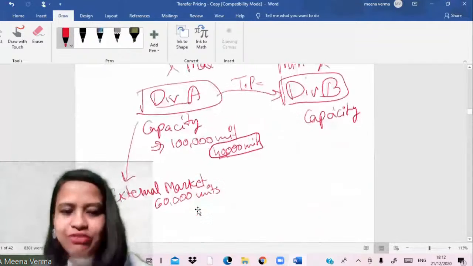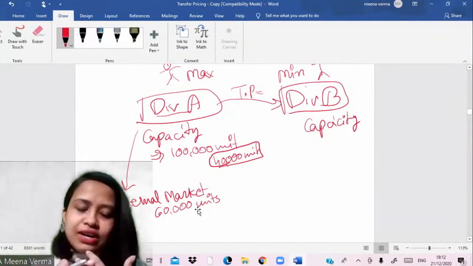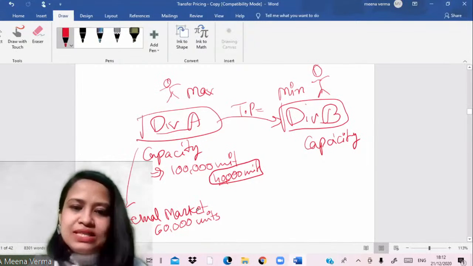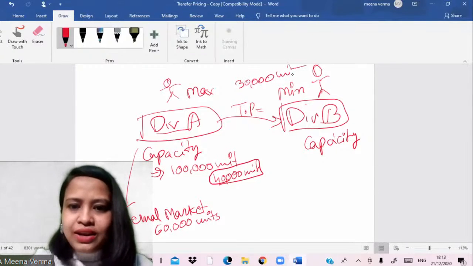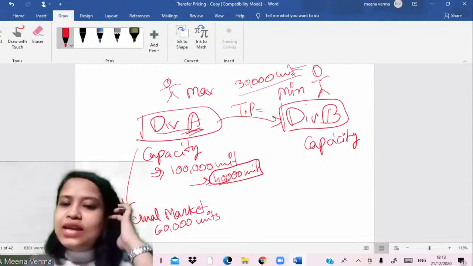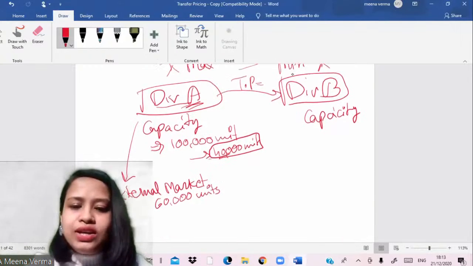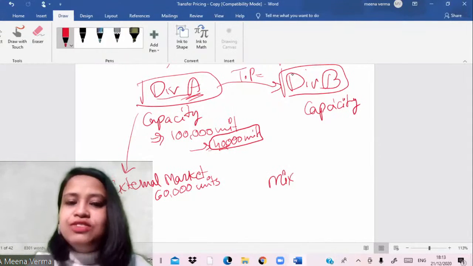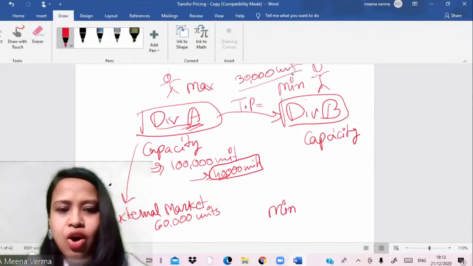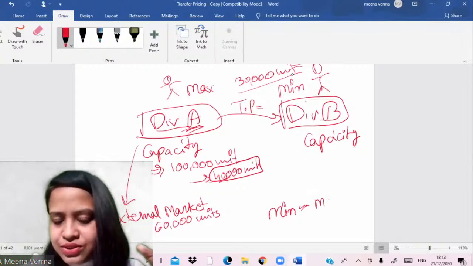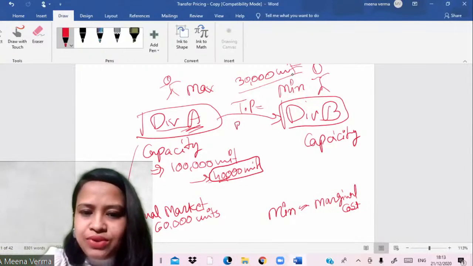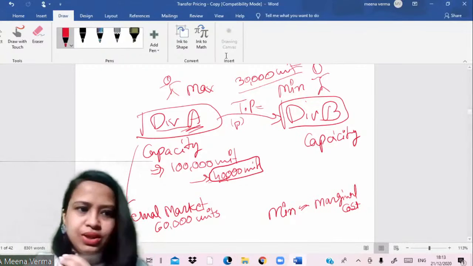If the organization has this spare capacity, and division B demands some product, like 30,000 units, and we know that division A has spare capacity, then the organization should continue the production. The minimum transfer price which the manager of division A can quote is the marginal cost. For example, we are talking about the product which we are transferring from division A to division B.